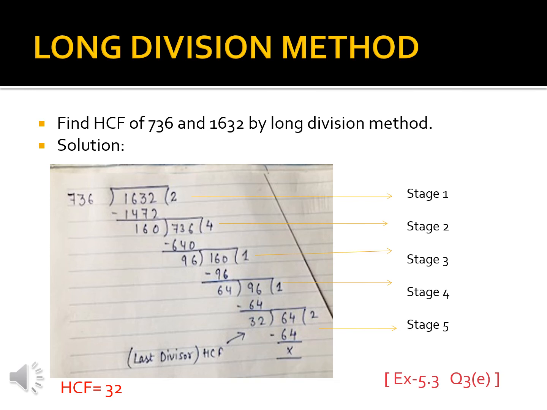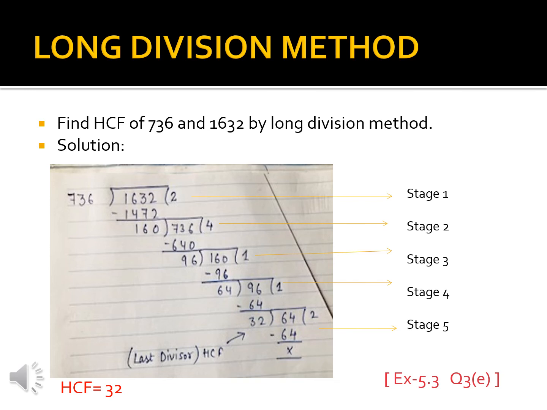And so on we perform. So 96 ones are 96. Now the next remainder is 64. Again, we are performing division at this step. 64 becomes the new divisor and 96, the previous divisor, becomes the new dividend. So 64 ones are 64. Now perform subtraction here. So I got 32.